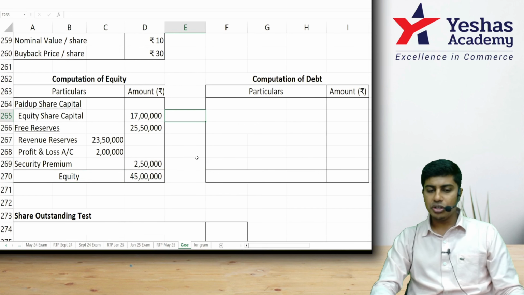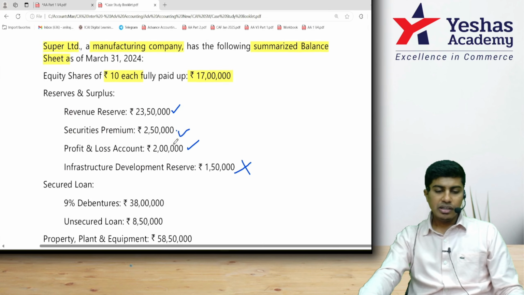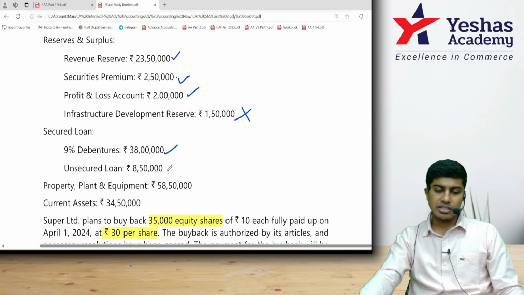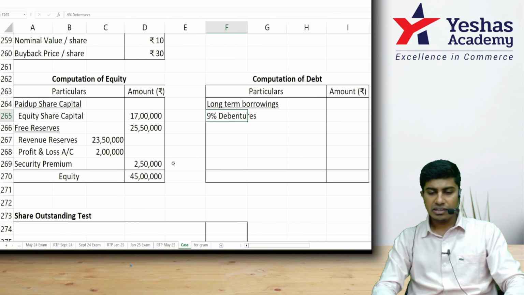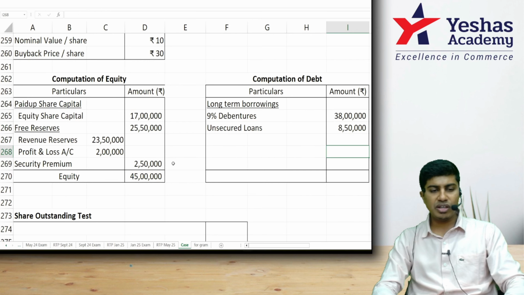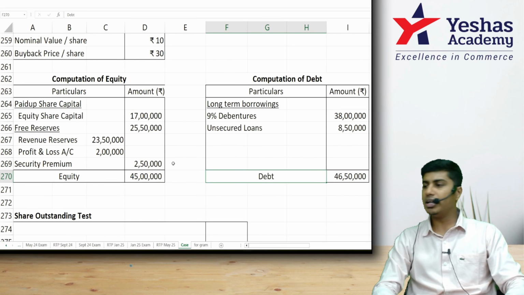We'll also take computation of debt. How much is debt? 9% debentures as well as unsecured loan. Both of them are considered to be my debt. 9% debentures 38 lakh, and my unsecured loans 8 lakh 50. Together 46 lakh 50 is my debt.